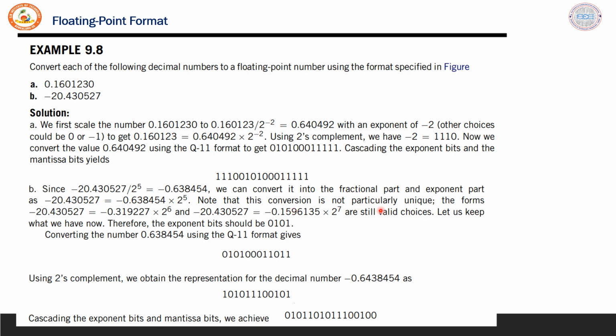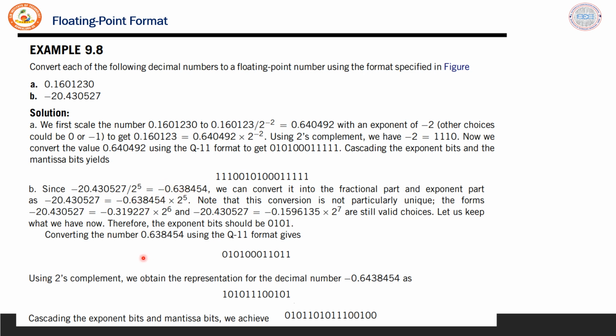This conversion is not particularly unique because the other exponents could also be equally possible. For example, you could have taken 2 to the power of 6, you could have taken 2 to the power of 7, etc. Now, we will continue with the initial value that you considered.